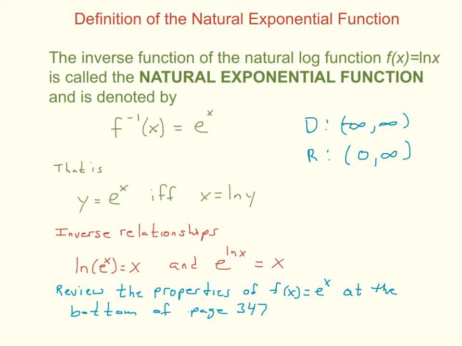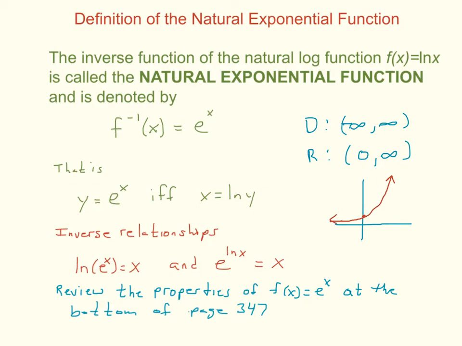You'll also recall that because this function is the inverse of the natural log of x, and the natural log of x is a continuous increasing function, this is also going to be a continuous increasing function. You might remember the graph. It's going to go through the point (0, 1), have a horizontal asymptote along the x-axis, curve up, and then go off.